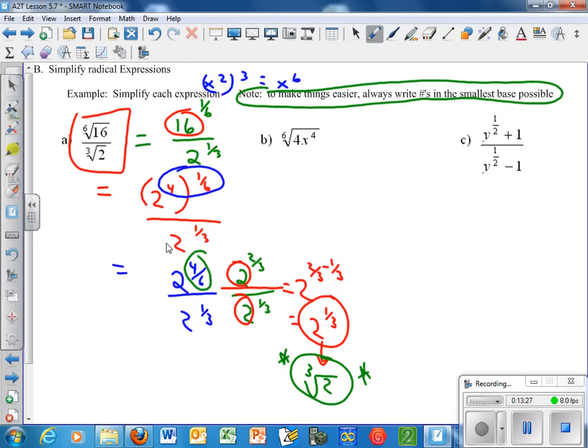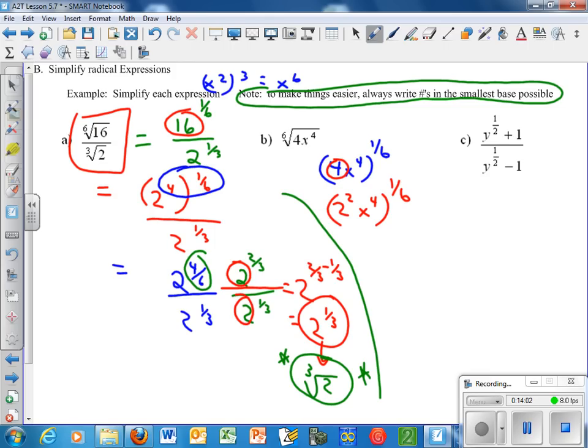Okay, let's look at the next one. We have the 6th root of 4x to the 4th. So here's what we're going to do. We're going to write it as 4x to the 4th to the 1/6 power. Okay, and now I want to write 4 as a smaller base. That's the same as 2 squared. So inside there, here's what I have. It's to the 1/6 power.